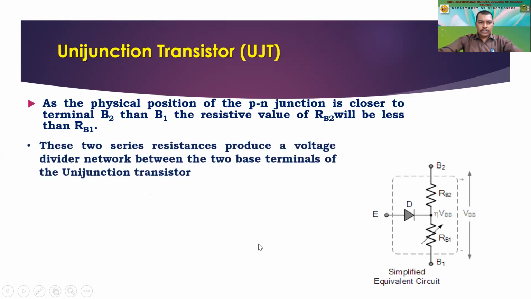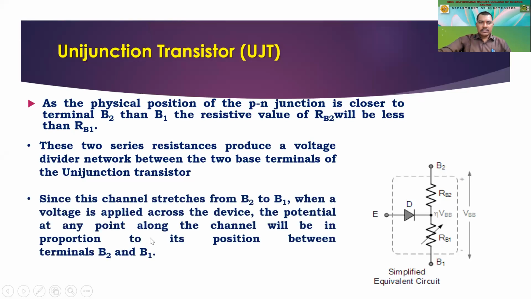Then these two series resistances produce a voltage divider network between the two base terminals of the unijunction transistor. So we have this as a potential divider network. Then, since this channel stretches from B2 to B1, when a voltage is applied across the device, the potential at any point along the channel will be in proportion to its position between terminals B2 and B1. So this is how we can have different voltages.